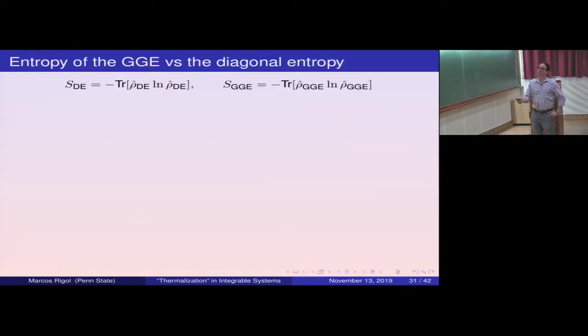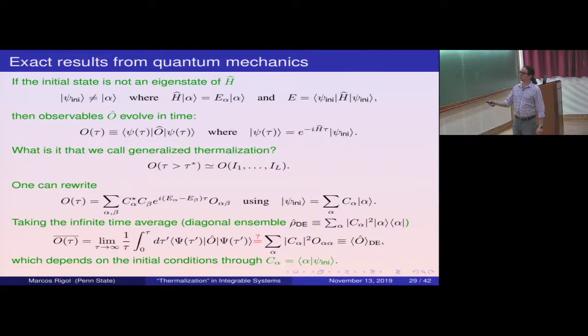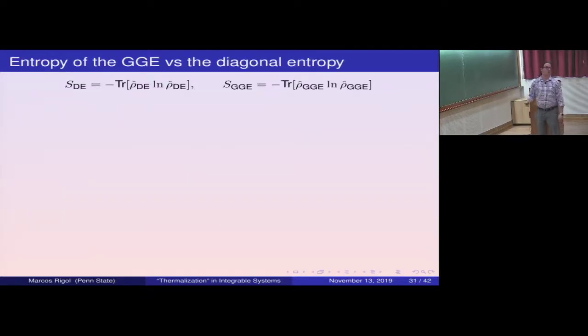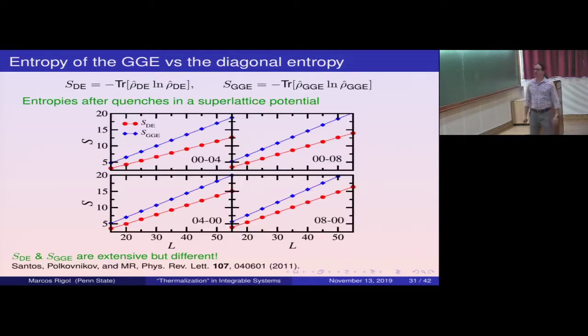What you can do is compute the entropy of that diagonal ensemble. It will give you an idea of the number of states involved, and the entropy of the GGE, right? And that's something that we did with Tolia Polkovnikov and Lea Santos many years ago. And this is what you find if you do that. These were quenches in a superlattice potential. You find that both the diagonal ensemble and the GGE entropies grow linearly with L. That's great. They are extensive. That's good. So it means that both ensembles are sampling exponentially many states, but the slopes were different, right?